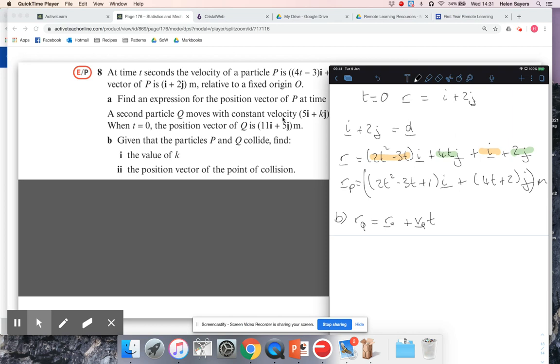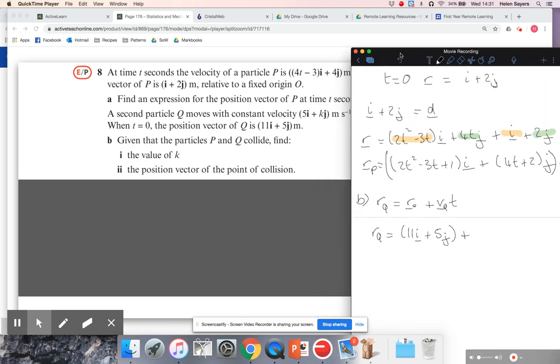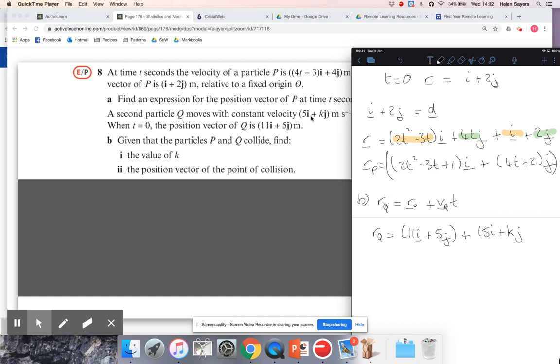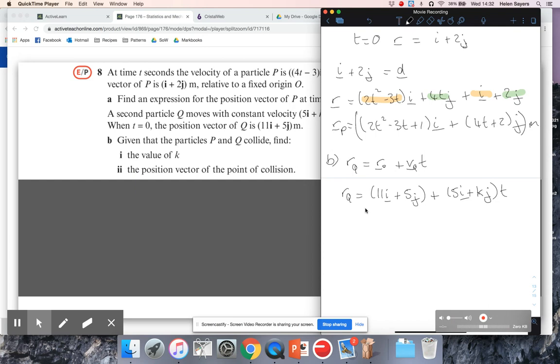Okay, so that's because it tells me it's a constant velocity. So the position of Q is going to be its start position, so 11i plus 5j, so that's its start position, plus its velocity, which I'm given there, times time. So that's just going to be 5i plus kj times time. Okay, so that did come up in the first year part of the mechanics course.